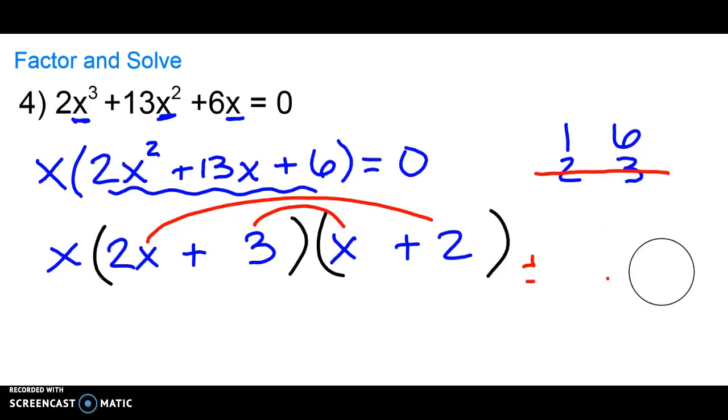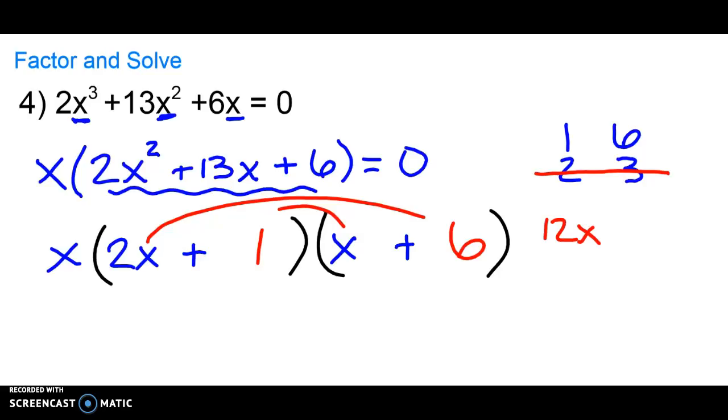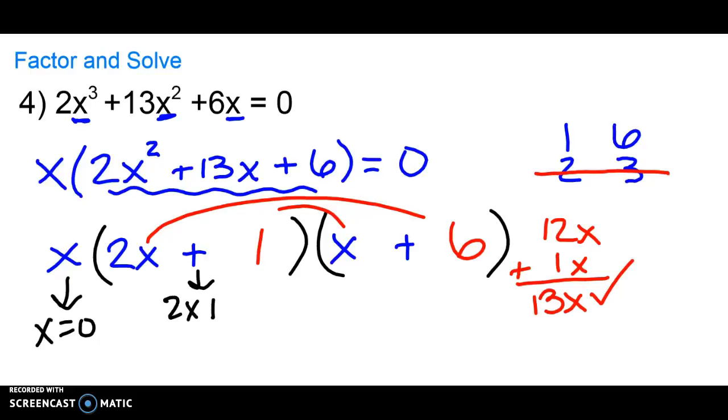So the next logical thing to try is 1 and 6. So I'm going to put the 1 here, and I'm going to put the 6 here and see if that works. So 2 times 6, that's going to be 12x. 1 times x, that's going to be 1x. So when I add that together, I'm going to get 13x, which means I found it. So now, because I started with a cubic, keep in mind I could have 3 answers. So I'm actually going to set all 3 factors equal to 0.